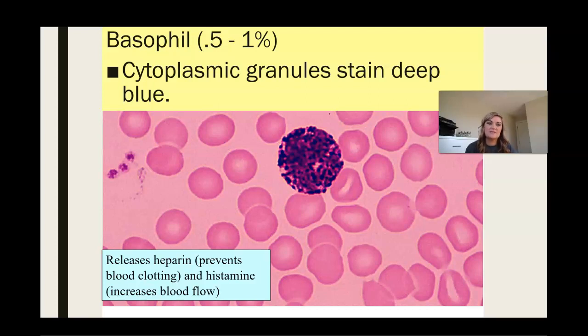This is going to release things such as heparin. Heparin's going to prevent blood from clotting, and it also helps release histamine, and that's going to increase blood flow to an area in order to get more white blood cells to that area in order to clean up whatever needs to be cleaned up or destroyed.